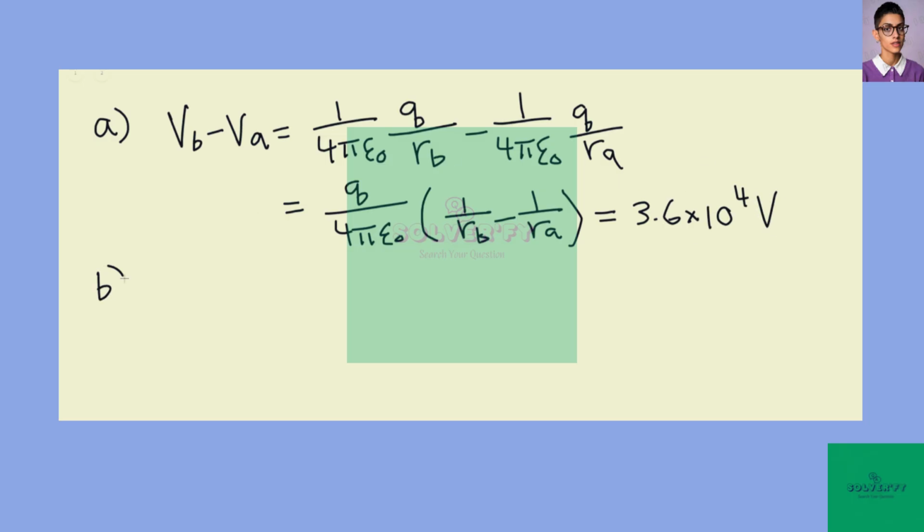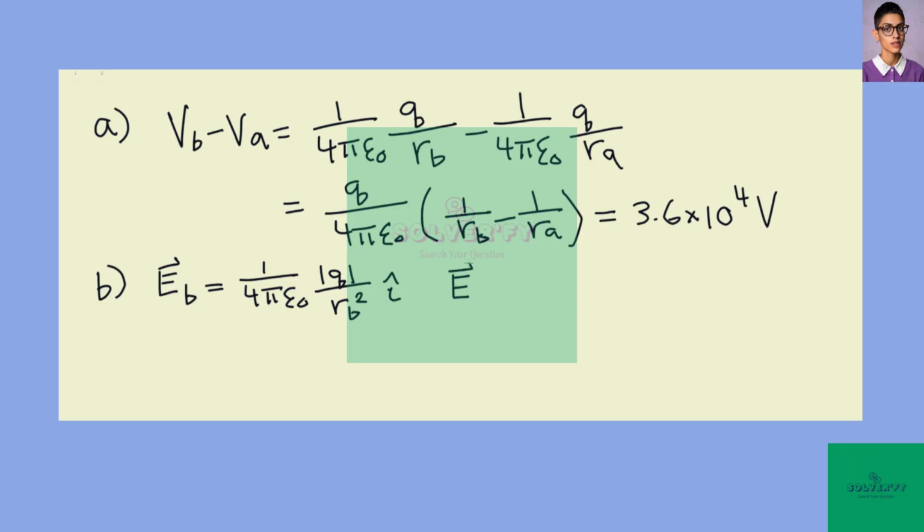For the second part, things are a little bit more complicated because the electric field is pointing in different directions. For B, the electric field is given by 1 over 4 pi epsilon naught magnitude of Q over RB squared. And because it's west of the point charge, it's going to be in the i hat direction. So this would be like on an x-axis, it's on the horizontal.